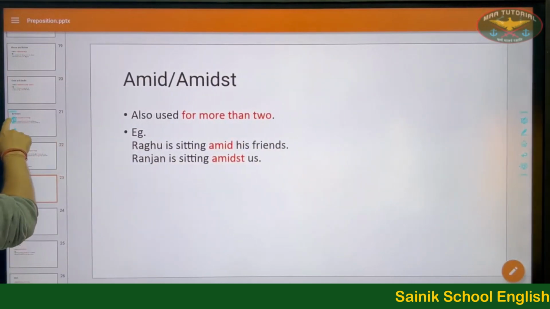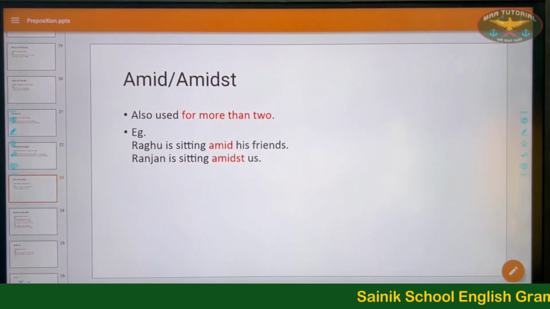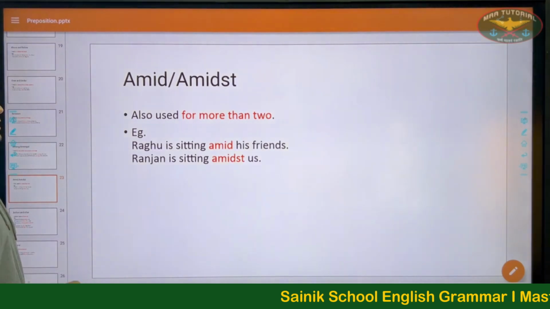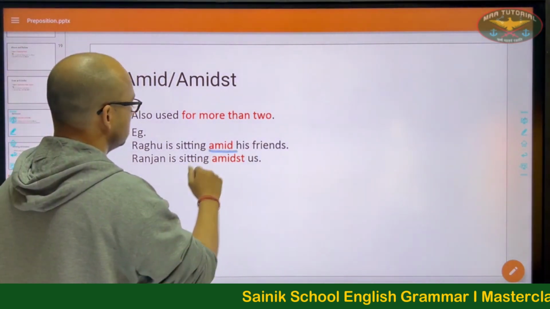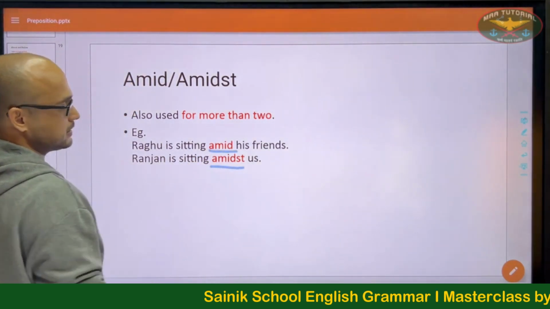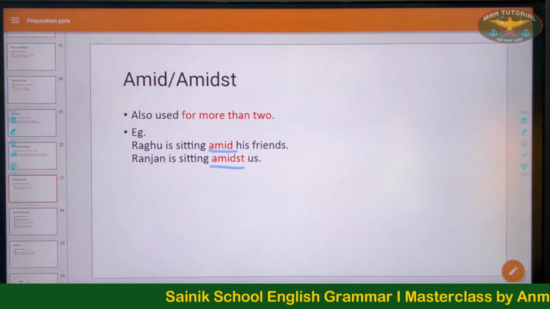Amid and amidst. Also used for more than two. So amid and amidst is also used for more than two, just like among and amongst. Raghu is sitting amid his friends. Ranjan is sitting amidst us.